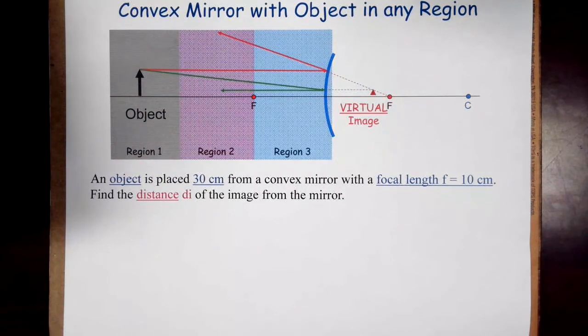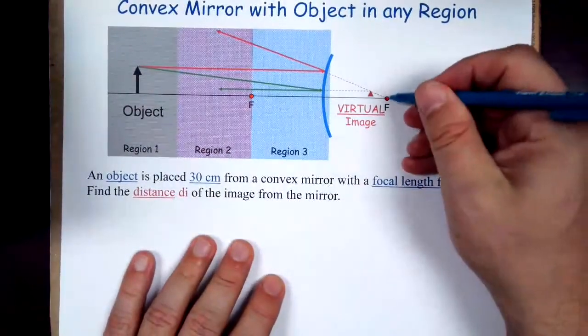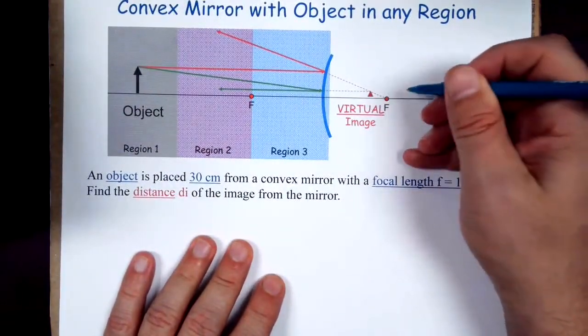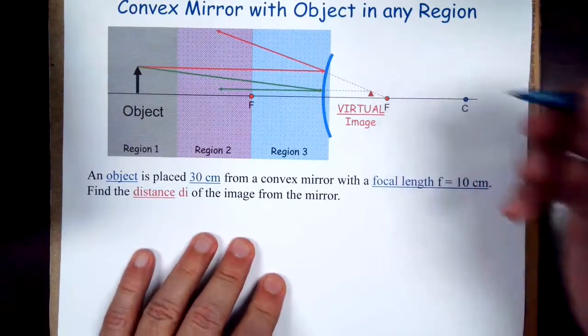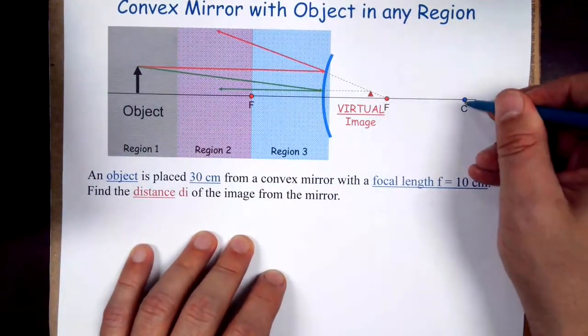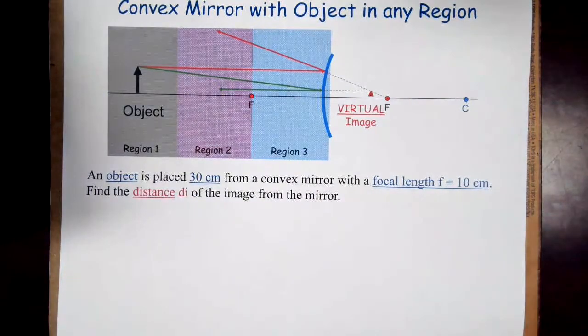Okay, so now we want to look at a convex mirror example. In a convex mirror, the focal point is on the opposite side of the mirror. So the focal point is going to be negative in a convex mirror, and your center of radius is also going to be negative. Here we can place our object, but it doesn't really matter too much. In all the regions, the behavior of a convex mirror is pretty much the same.